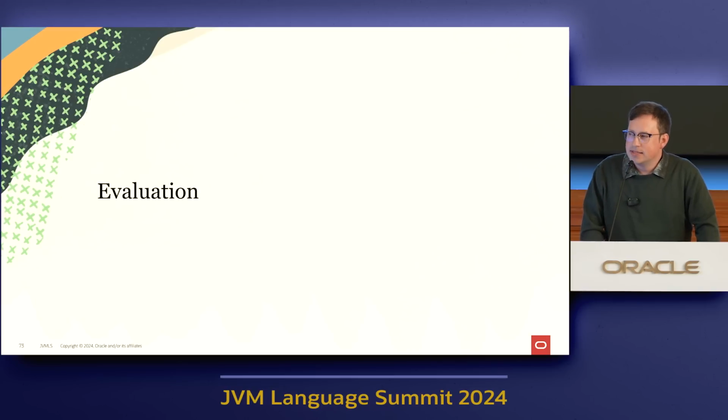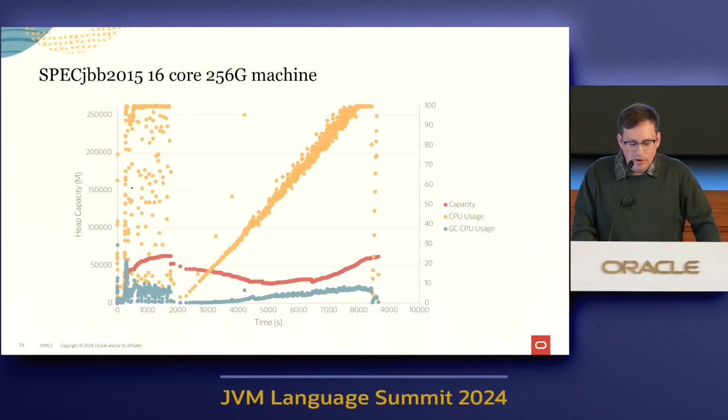Okay, so let's have a look at evaluation of this. So what I've done here is to run SPECjbb2015 on a 16-core machine with 256 gigabytes of memory. And in this graph, we have heap capacity being shown in the red, CPU usage shown in the yellow, and GC CPU usage in the blue.